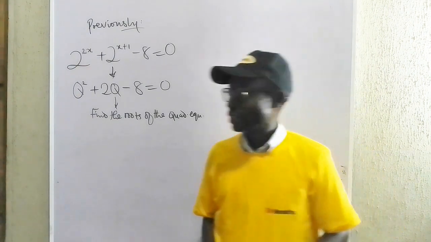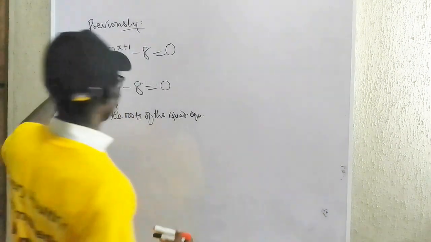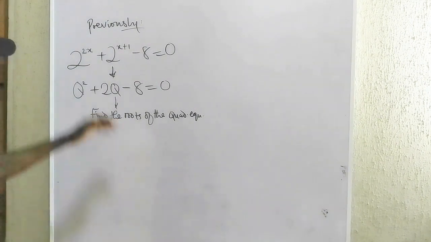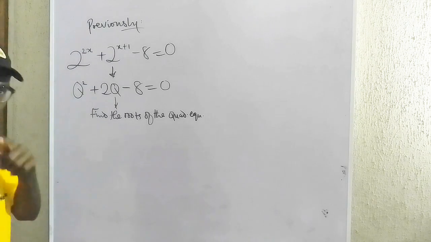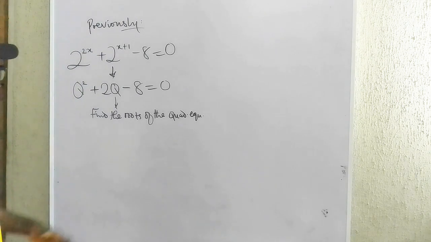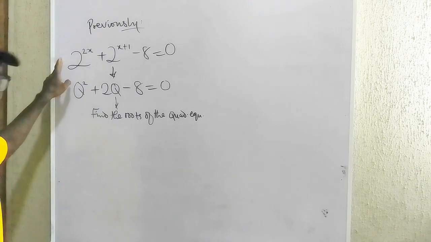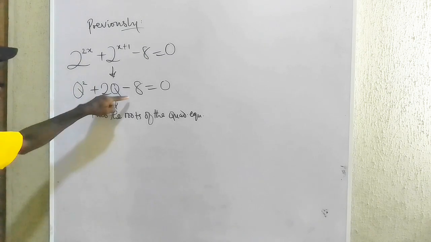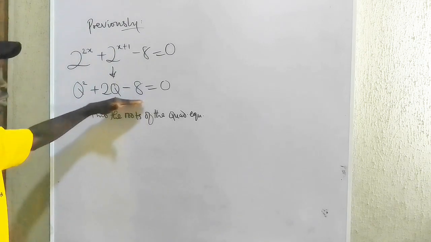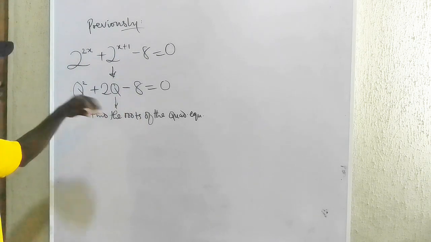Now previously we started with this in the last class. If you missed out how we moved from here to here, please watch the previous videos. Now we had an exponential equation and we solved to this place. We got the quadratic equation, we derived it from this.